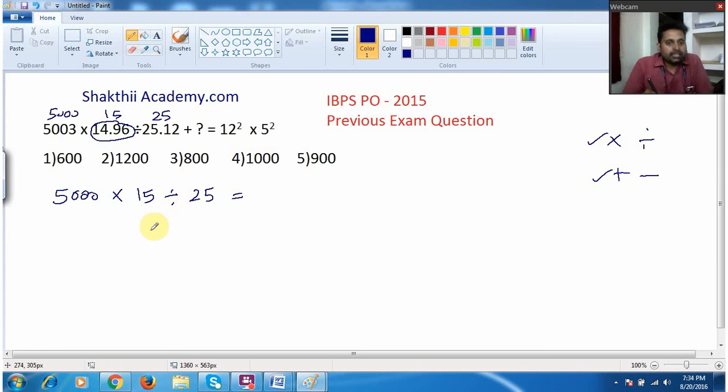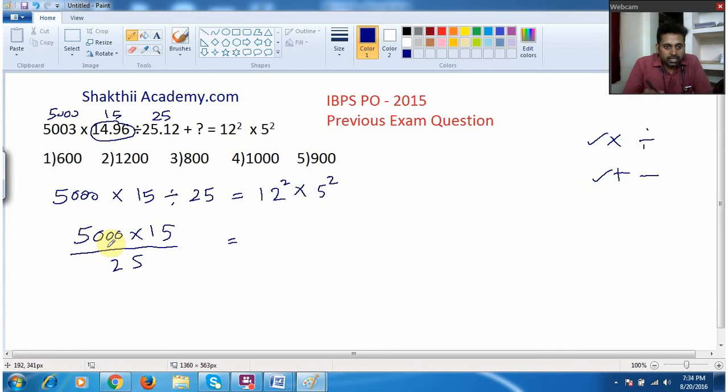Now I'll take the numbers. See, it is given very clearly 5000 into 15, which I will write like this for your understanding: 5000 into 15 divided by 25. Now this is equal to 12 square into 5 square.